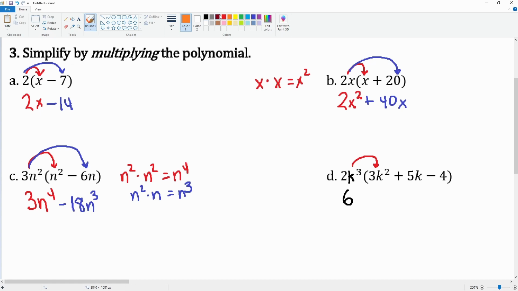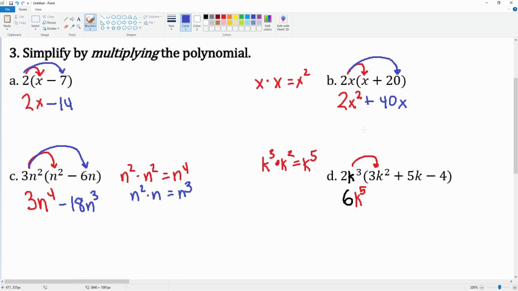So that's how it looks right here on the side. K third times k second becomes k to the 5th. Because again, you're multiplying k third times k second. So this becomes k to the 5th.